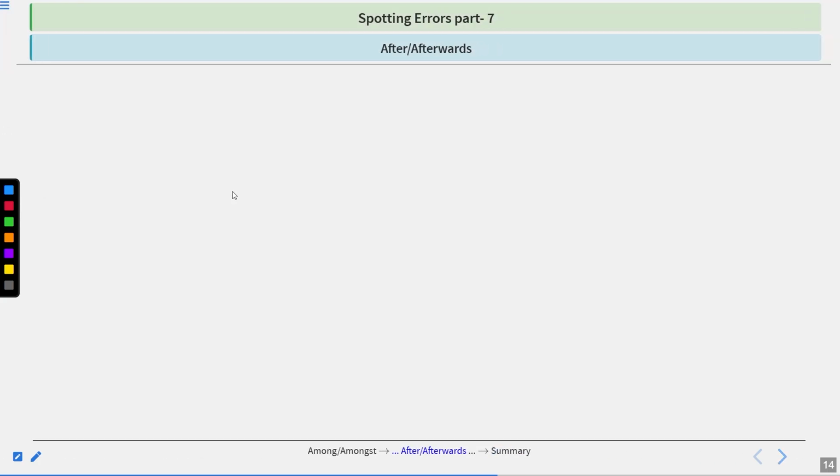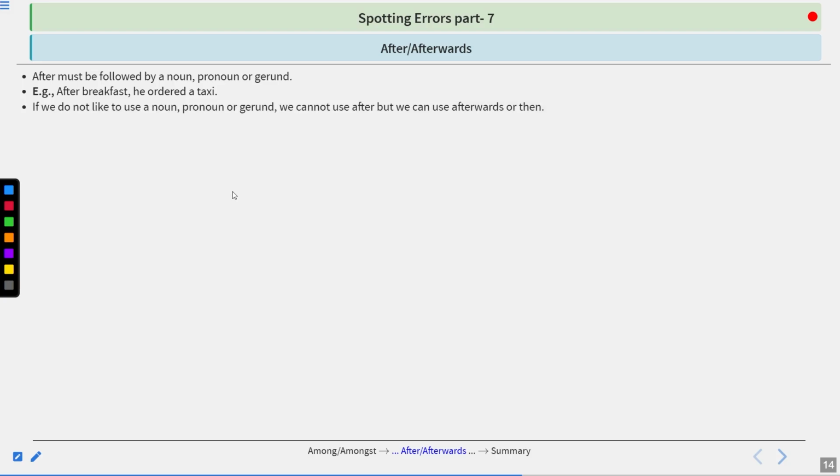Afterwards. After must be followed by a noun, pronoun or gerund. After breakfast, he ordered a taxi. If we do not like to use a noun, pronoun or gerund, we cannot use after, but we can use afterwards or then. Example, don't have a meal and run immediately afterwards.